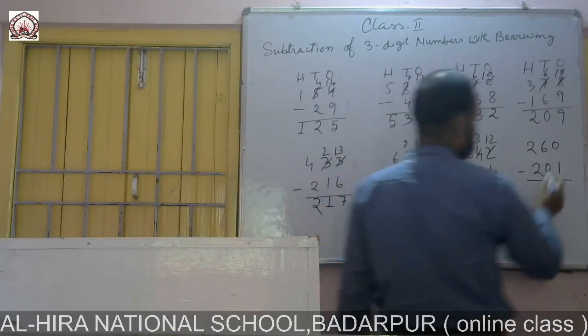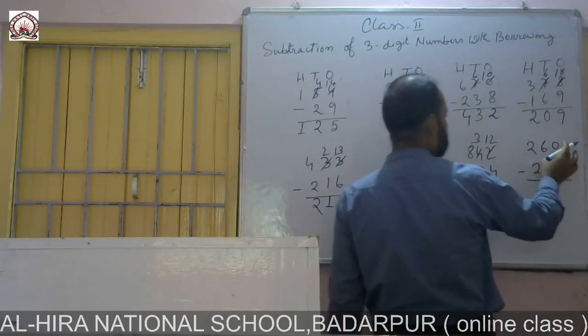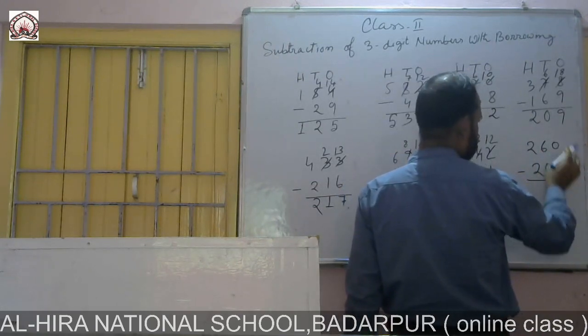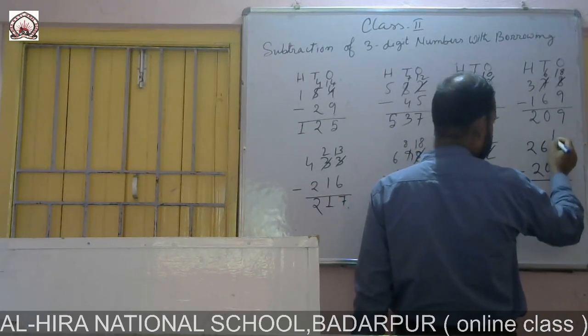Next, 0 minus 1 we cannot subtract, because 0 is small and 1 is big, nothing is there. Then carry 1, then there is 10.